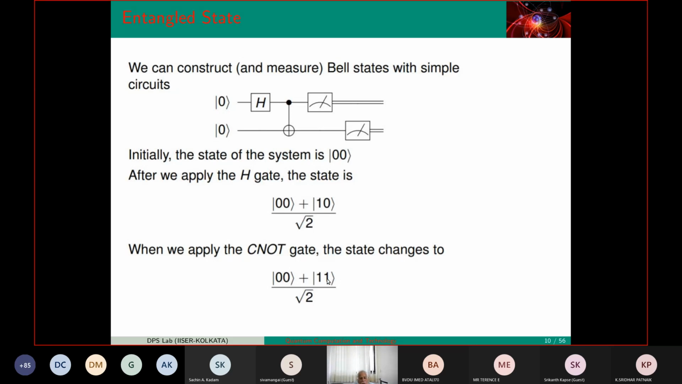You cannot separate it out. Whichever way you try, you cannot write it in this way. Suppose somebody gives me the earlier state, I can easily write it as (0 plus 1) by root 2, the first particle, times 0, the second particle. They are separated. Whatever you do locally here is not going to change that. But this control NOT is a non-local object.